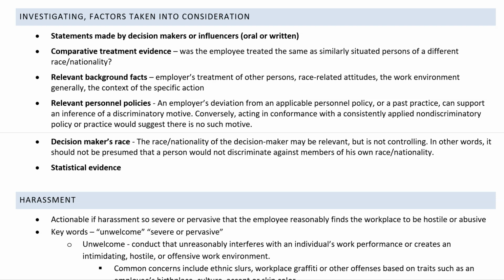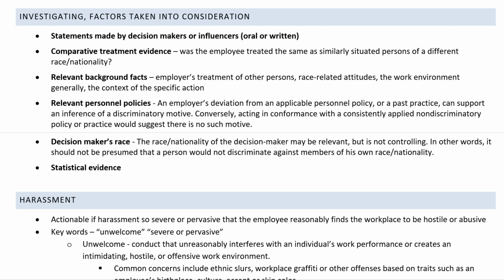Comparative treatment evidence. Was the employee treated the same as similarly situated persons of a different race or nationality? What are the relevant background facts? What were the employer's treatment of other persons? What were their race-related attitudes? What was the work environment generally? What was the context of the specific action?